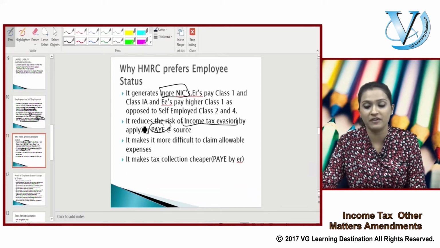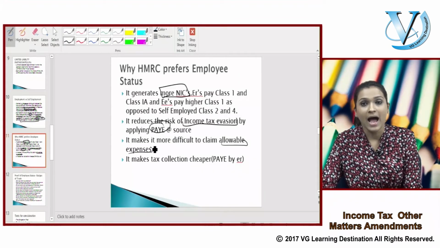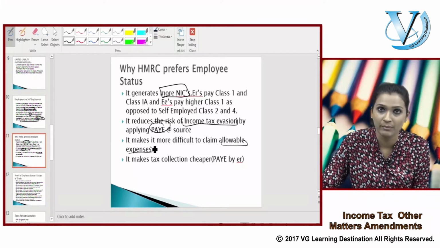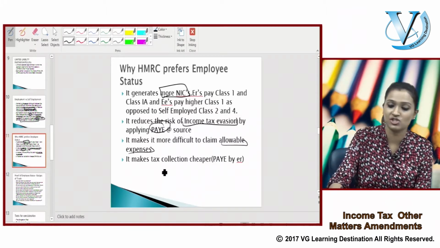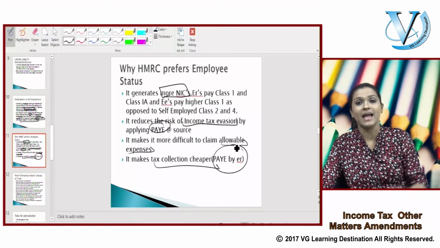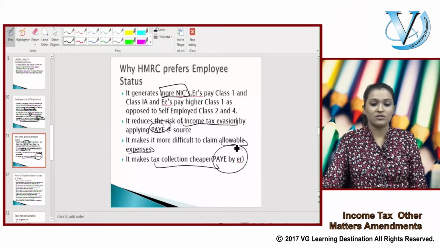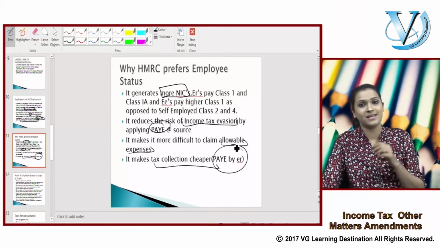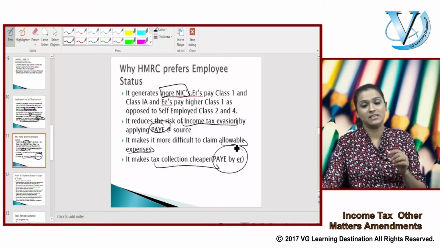It makes it more difficult to claim allowable expenses. Why? Because definitely now I'm an employee, I can only claim a certain portion of allowable expenses under employment provisions which I am allowed to claim back. Also, it makes tax collection cheaper for the HMRC. Why? Because the tax is being deducted at source itself and the remaining only gets paid out to me. So definitely I personally would want to be categorized as a self-employed person, whereas the HMRC would want to categorize me as an employee because it is a whole lot easier for them then.